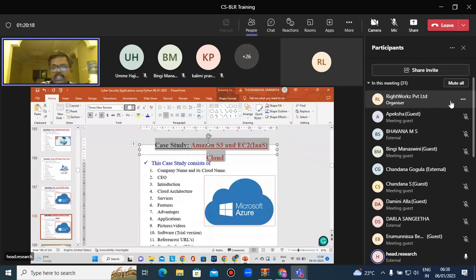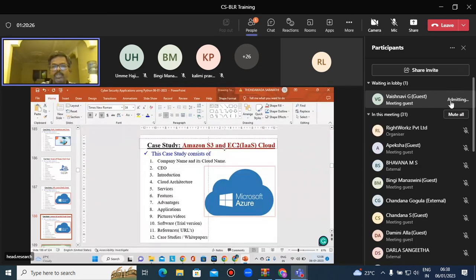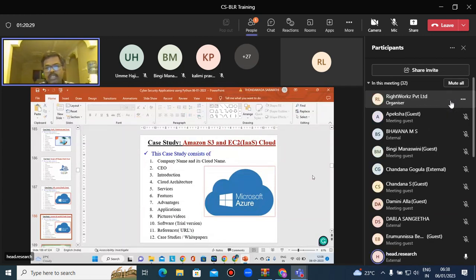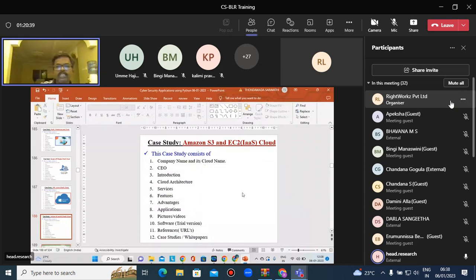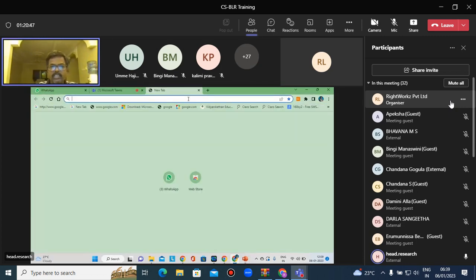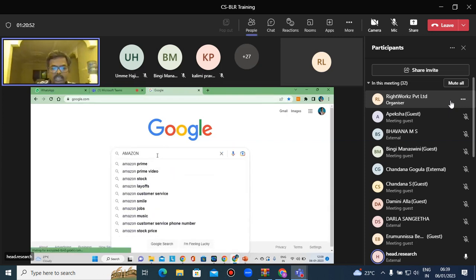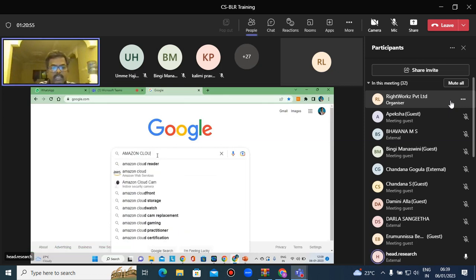Who is the Amazon CEO? Anyone? Jeff Bezos. He is one of the richest persons worldwide. So Amazon EC2 and S3. Here you can change the case study and look at Amazon S3 in the Amazon clouds.